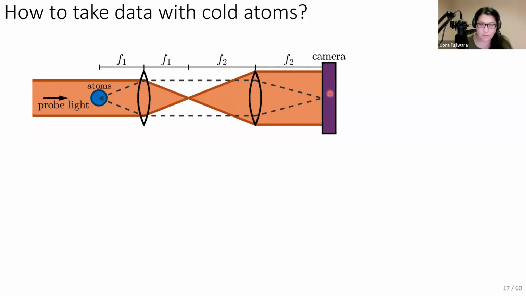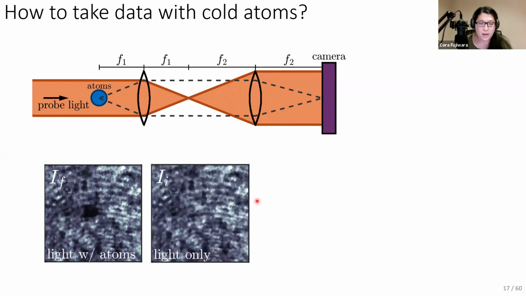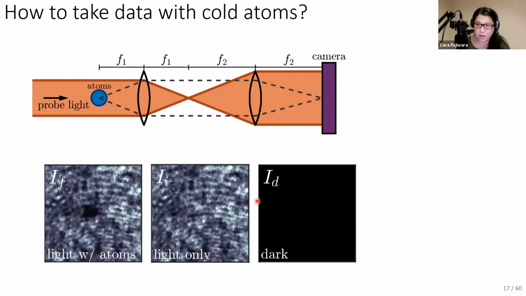Okay, so what we do is we'll take a series of images. Here's the first image. This is the image of the atoms as they're casting the shadow. IF corresponds to intensity final, so that's with the atoms. You can see here this blackness corresponds to the shadow that these atoms are casting on our camera. I'll then take another picture with the light only for a reference. And then finally, I'll take a dark image.